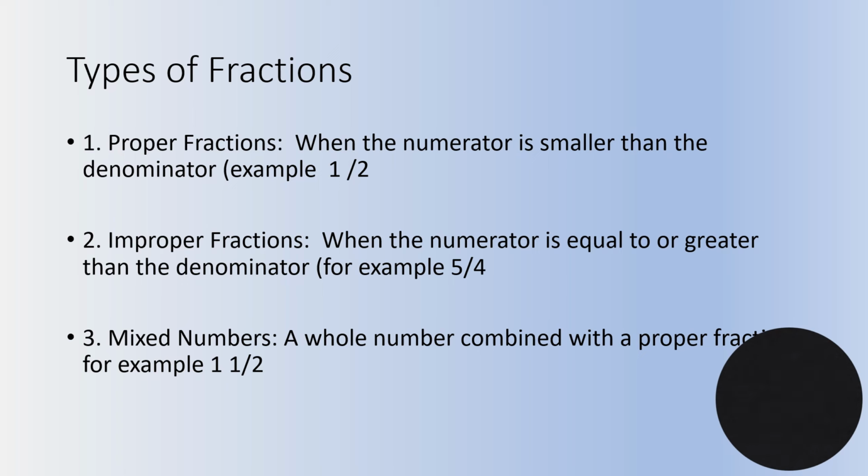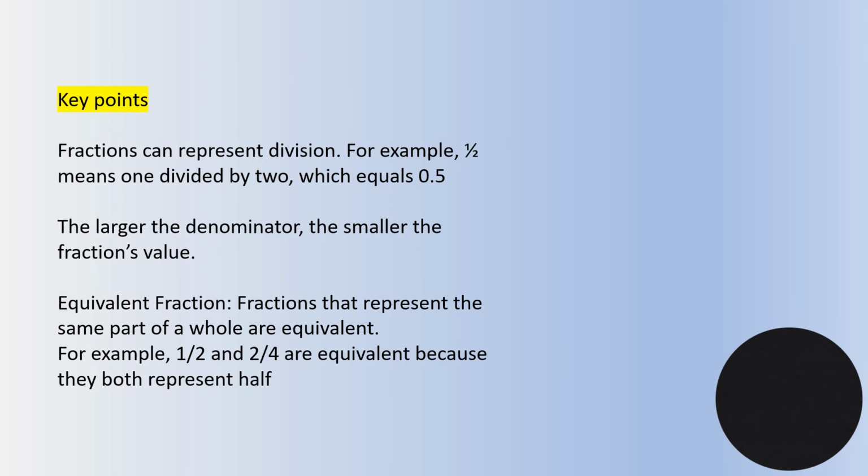The next fraction is the mixed fraction, where a whole number is combined with a proper fraction, for example, 1 1/2. So the 1 is the whole number and the half is the proper fraction. Key points I would like you guys to know: a fraction can be represented by division. For example, a half means 1 divided by 2, which equals 0.5 in decimal.